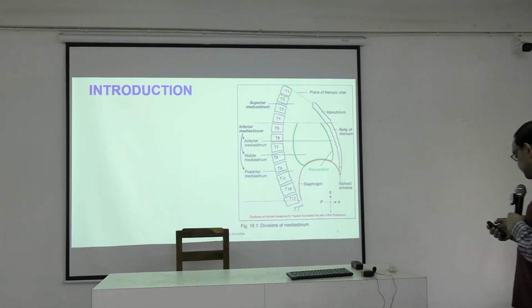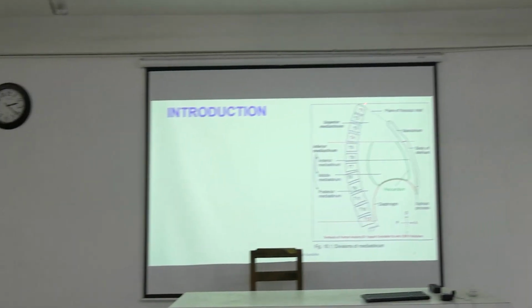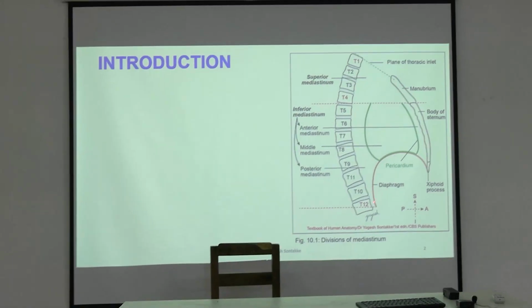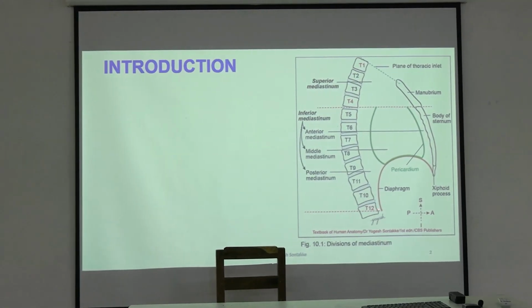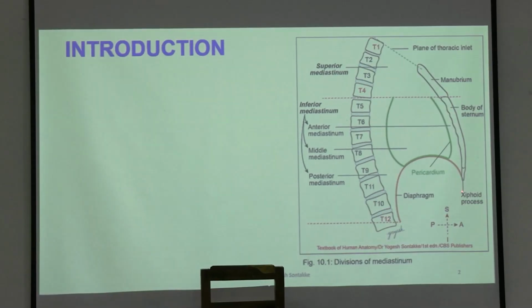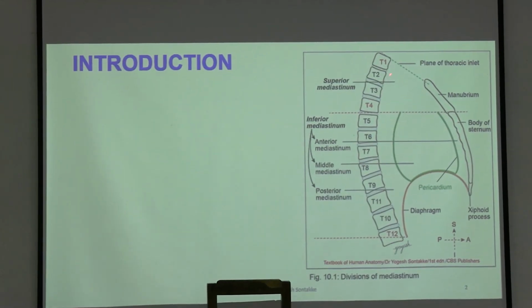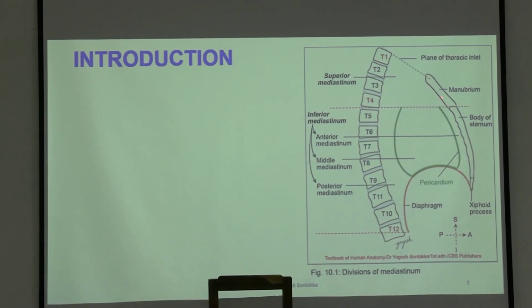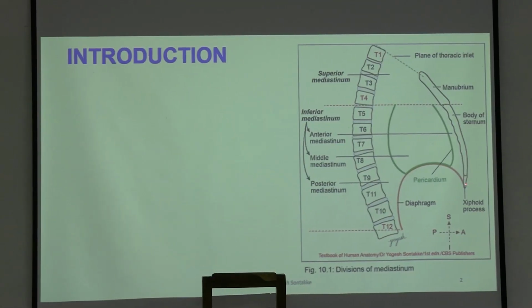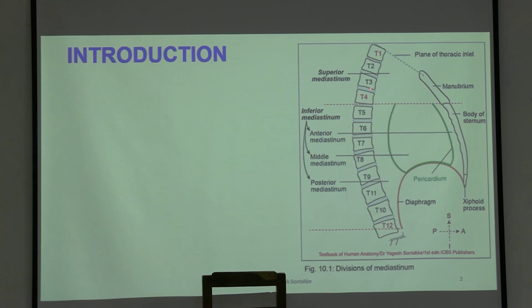So here we can see this is the thoracic inlet, and here is the 12th vertebra, and this is the diaphragm. So this is the thoracic outlet. In between this area, in front we are getting the manubrium and body of the sternum and the xiphoid process, and behind T1 to T12 vertebra. So this area is called the mediastinum.